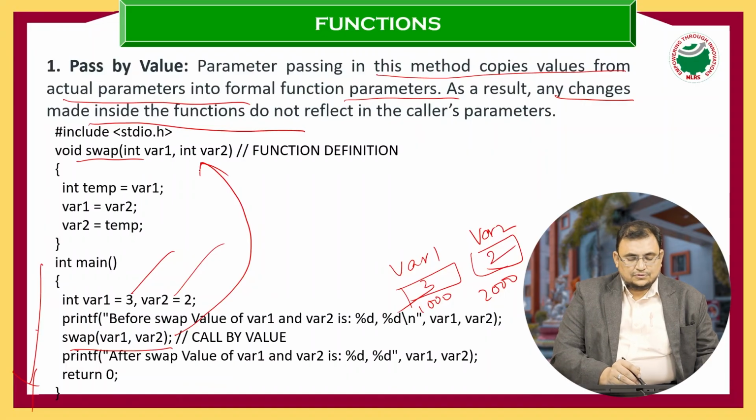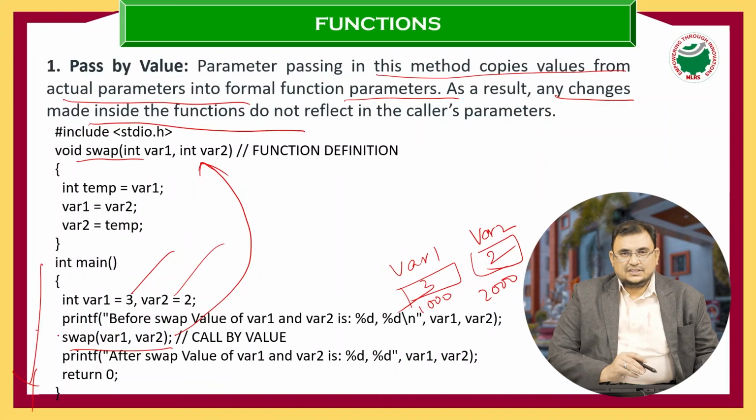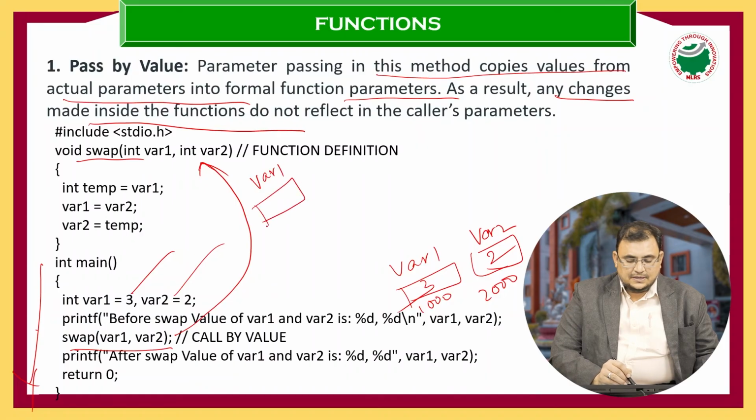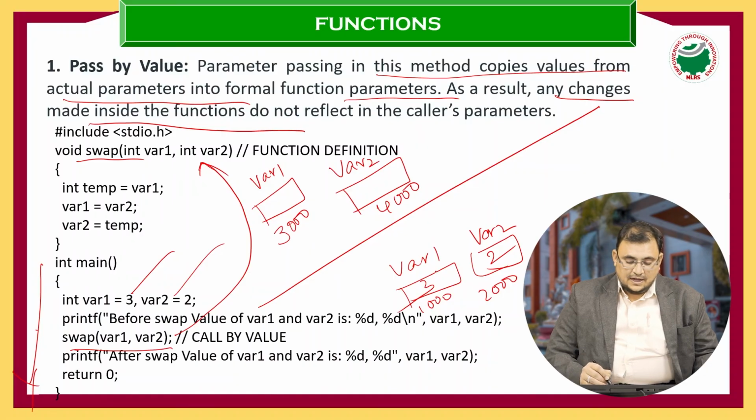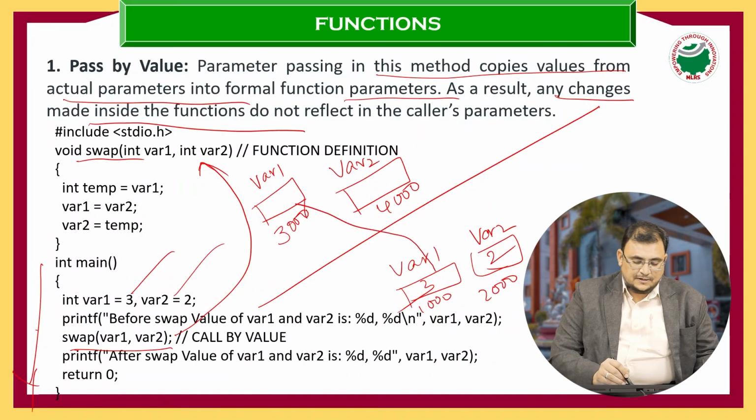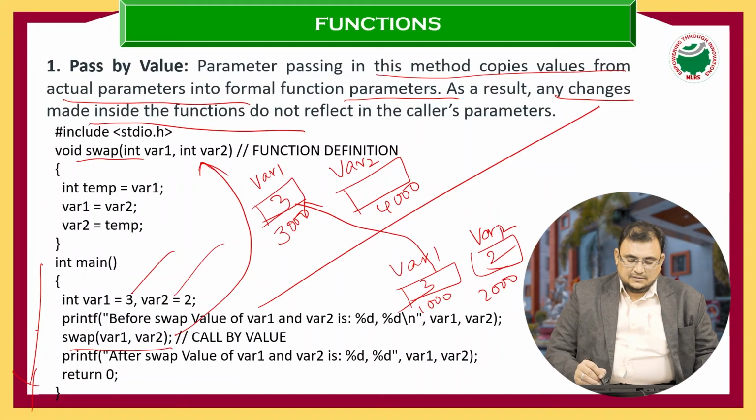Whenever the call occurs, control goes to the definition of the function, the main function is suspended and the swap function becomes active. At that time, on the function side, variable 1 is a formal parameter having address 3000, assume. Variable 2 is another variable, also having address 4000. Since these memory locations are different, when a call occurs, this 3 is copied here, and the second argument 2 comes here.